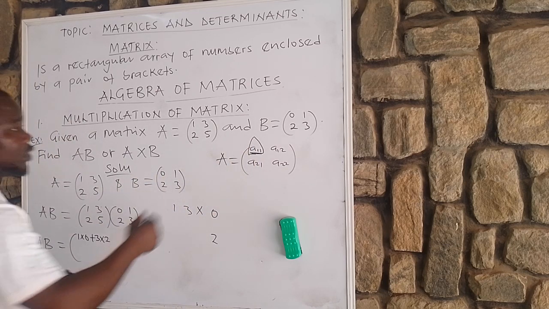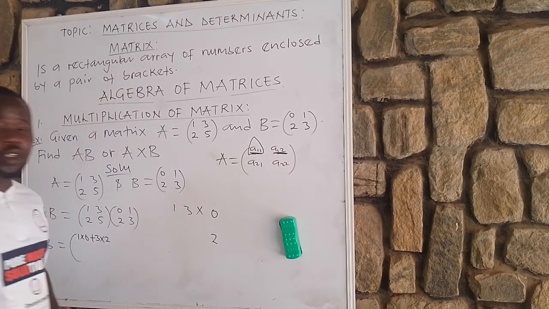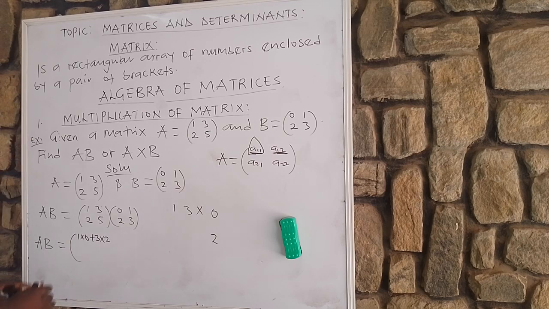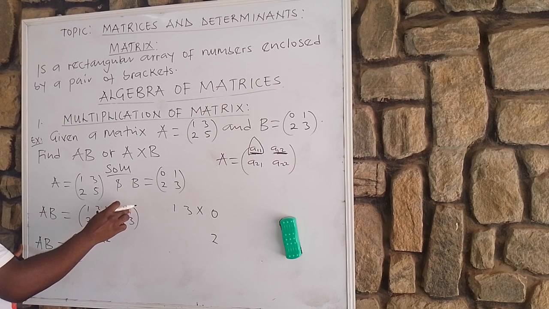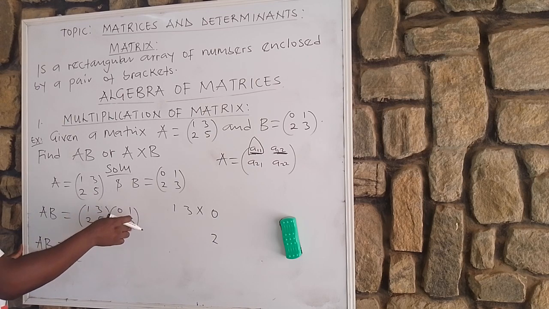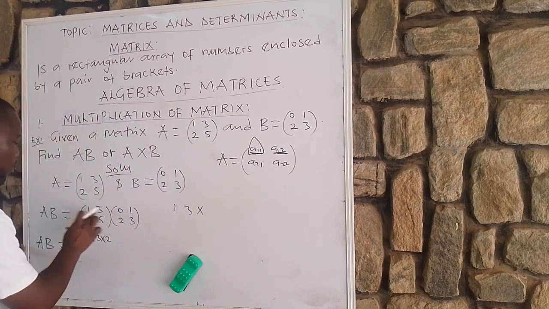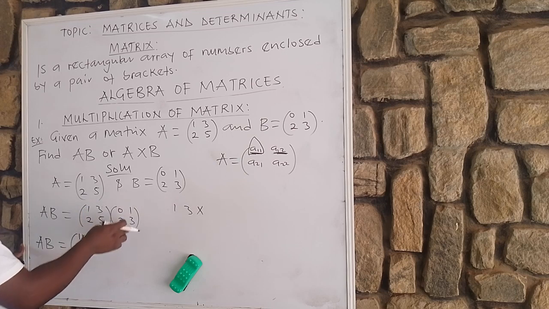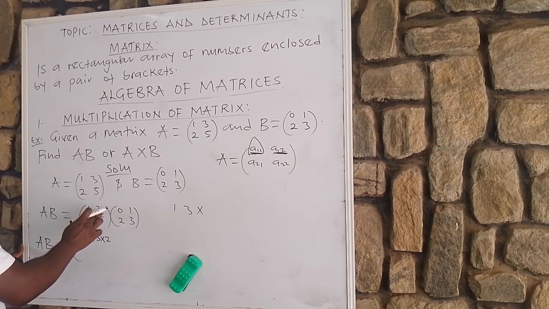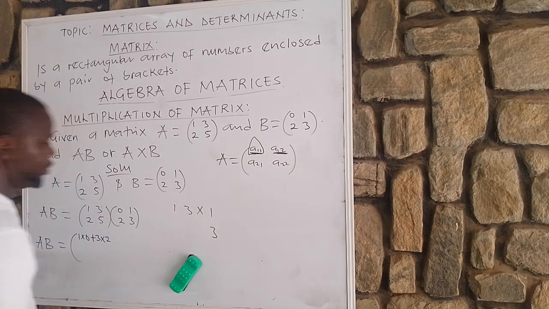Then, for us to get A12, it's the same approach we will use. That is, the first row will multiply the second column of B. So it means 1, 3 times 1, 3. This is how it will be.